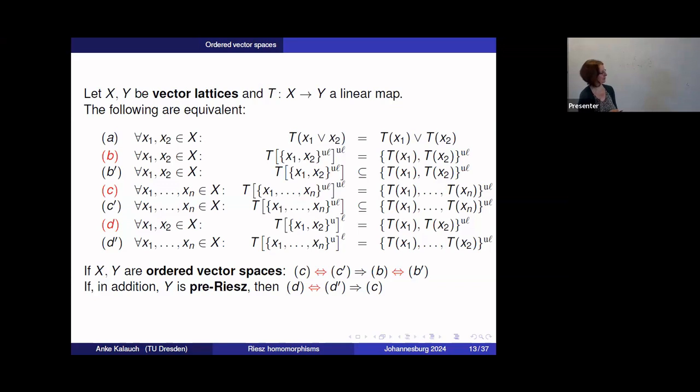Yeah, so there are equivalent conditions. So B, C, D is the stuff I just mentioned, and the rest is just equivalent. In ordered vector spaces, C and C prime is the same, B and B prime is the same, and B and D prime is the same. And one can observe C implies B, and D implies C.